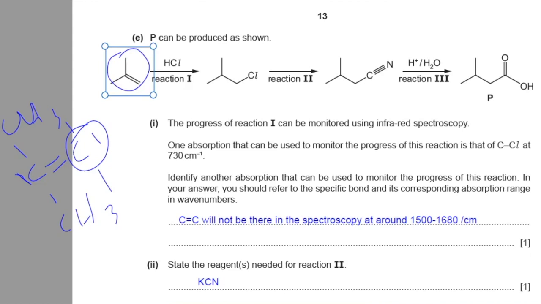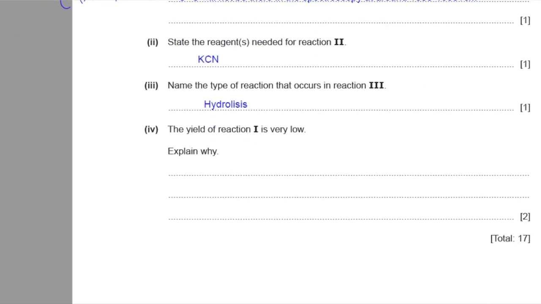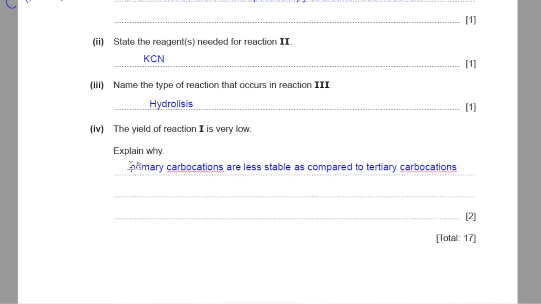And you all should know that tertiary carbocations are more stable than primary carbocations due to more positive inductive effect of more alkyl groups near that bond. So the yield of reaction 1 is low because primary carbocations are less stable as compared to tertiary carbocations, and the one forming in our question is actually a primary carbocation. So that is the reason why the yield of this product is less. And the reason for this lower stability is that primary carbocations have less positive inductive effect of alkyl groups.